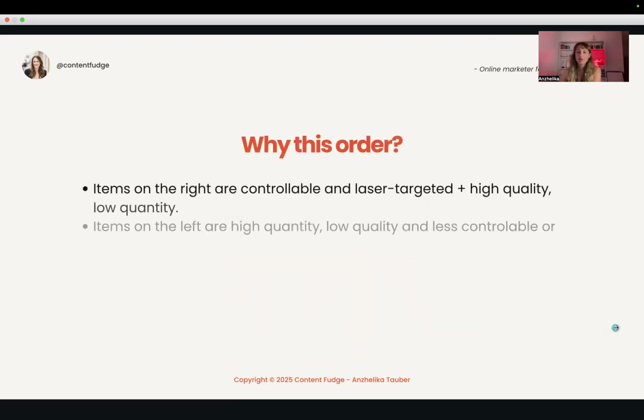So let's have a look, and this is why in this order. On the left, high quantity, low quality, less controllable or more expensive. On the right, controllable, laser targeted, high quality, but low quantity, which doesn't matter. If you can bring, with the 800 euros that you would be spending on social media, 5 really good warm leads through paid ads and earn 5,000, it would be a huge return on your ad spend, and it would be predictable and controllable, and you could plan your business based on that.